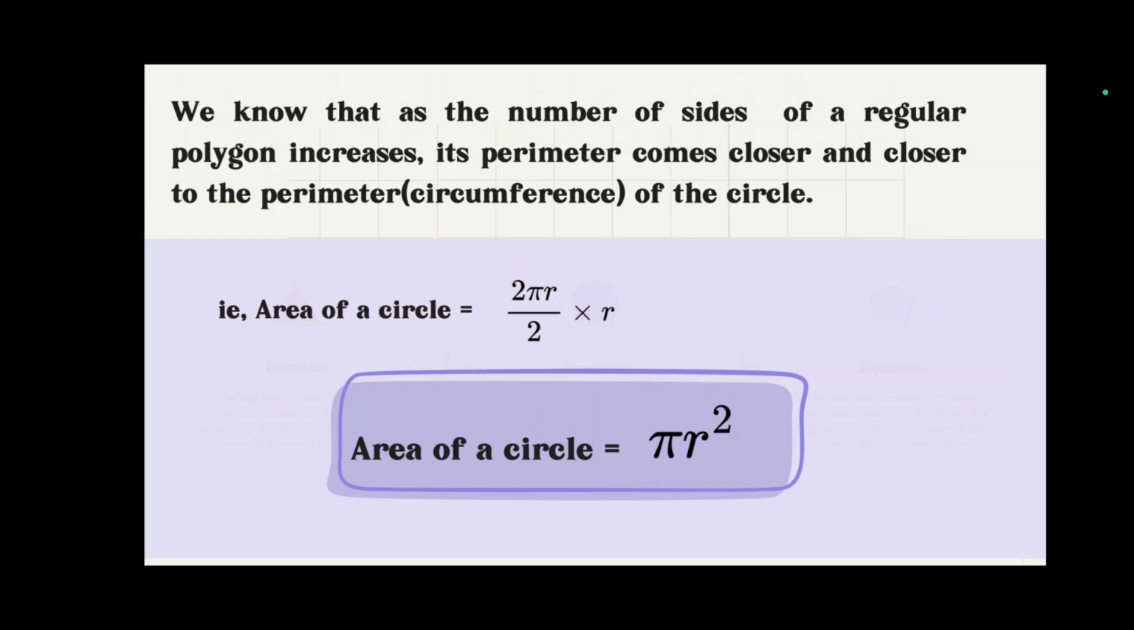So, area is equal to 2 pi r, that is the circumference of the circle, divided by 2, into r. Otherwise, area is equal to half into circumference into radius. And we know circumference is 2 pi r, so we substitute: area is equal to half into 2 pi r into r. The 2 and half cancel each other, so we get area of a circle is equal to pi r square. Therefore, we conclude that the area of a circle is pi r square.